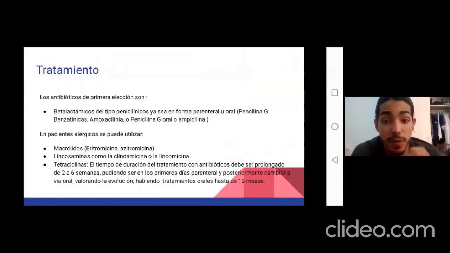Okay, the treatment. The first choice of antibiotics are penicillin-type beta-lactams: penicillin G, amoxicillin, oral penicillin G, or ampicillin. In allergic patients, macrolides like erythromycin, lincosamides such as clindamycin or lincomycin, and tetracyclines can be used. The duration of treatment with antibiotics should be prolonged from 2 to 6 weeks, being parenteral on the first day and later changed to the oral route, depending on the evolution, with oral treatment for up to 12 months.